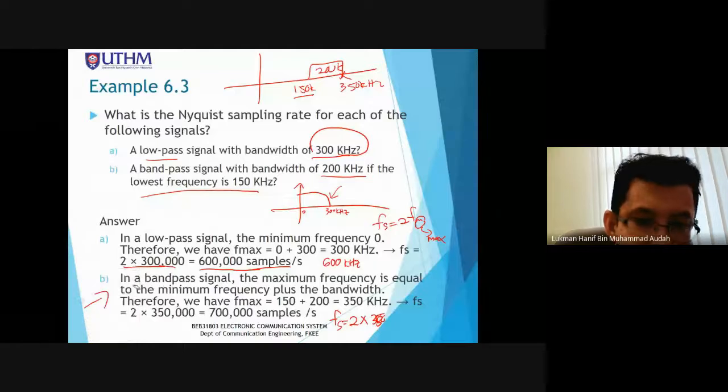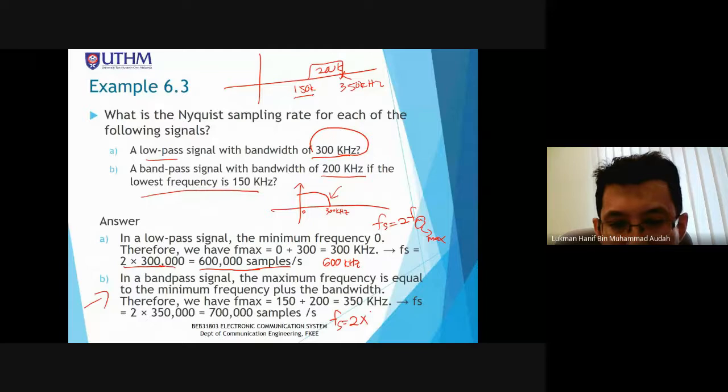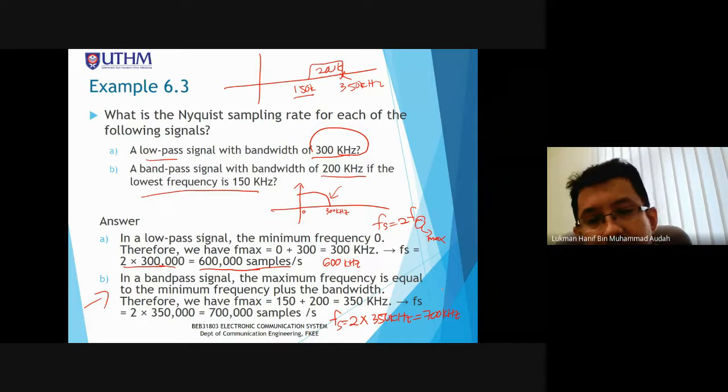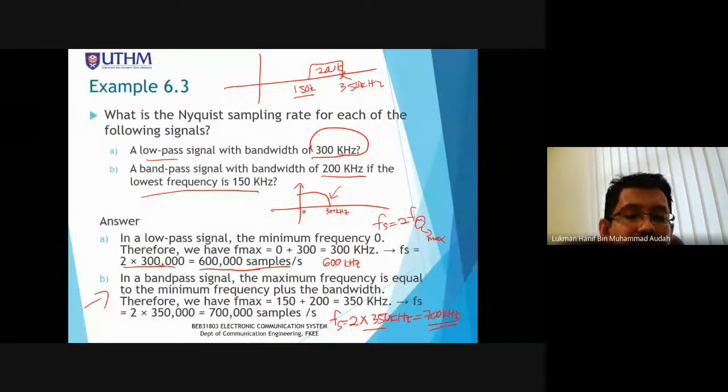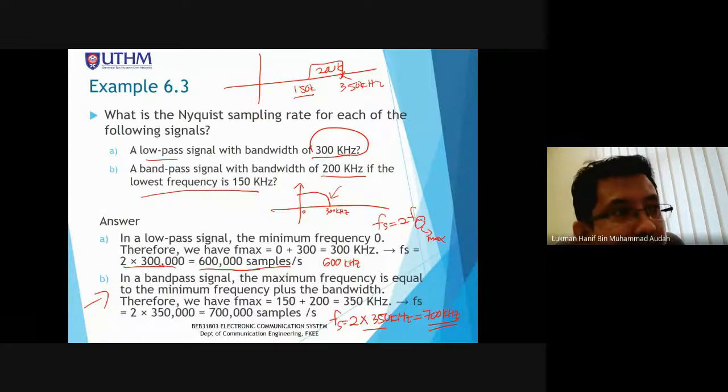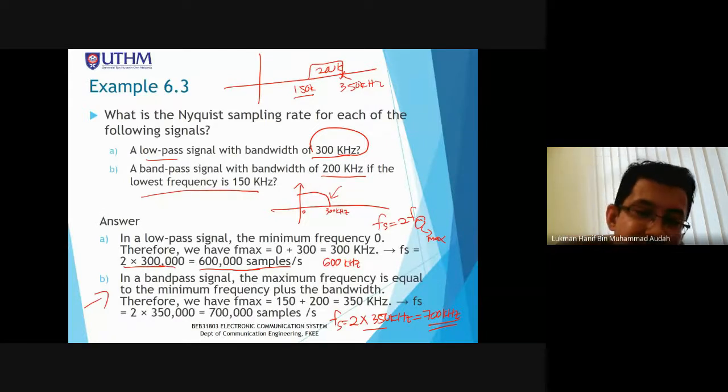Okay, 350 kilohertz. So that means sampling rate paling kecil adalah 700 kilohertz ataupun 700 kilo sample per second. This is the minimum. Okay, tak boleh kurang daripada ini, lebih boleh, kurang tak boleh.